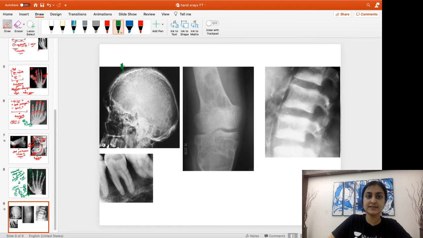So what is this skull showing? Again, very important. So this is the salt and pepper appearance. You see that there are multiple tiny areas, right? There are multiple tiny areas which represent the black pepper. So these are the lytic areas, right? The bone is eaten up. In addition, you have some white areas which are the residual bone. So this is tiny resorbed bone, again because of resorption of bone.